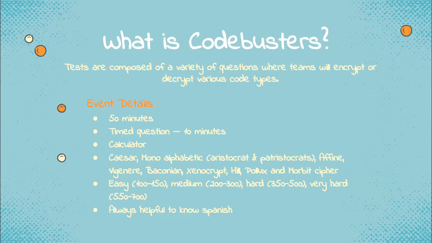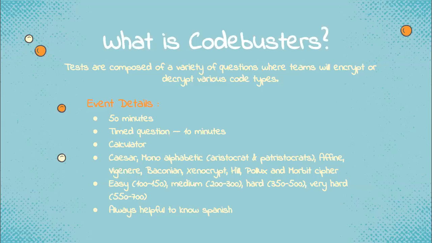And then the Pollux and Morbit ciphers were added last year, so these are very new. They're mainly dependent on Morse code, so you'll see a chart. This is not going to be on your trials, but you'll see it in invitationals and regionals.